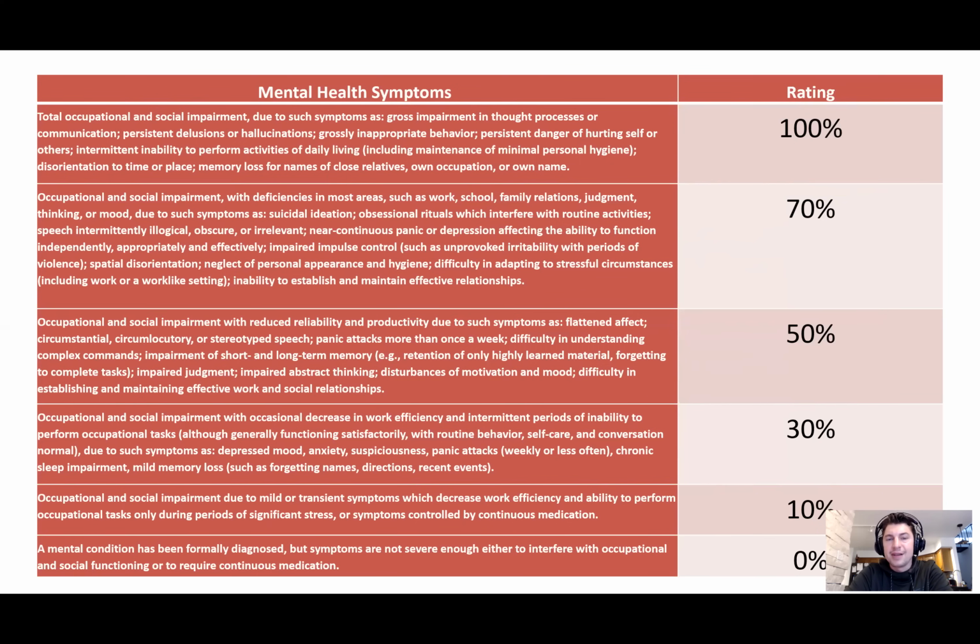Now take a look at the 70% level. Occupational and social impairment with deficiencies in most areas, such as work, school, family relations, judgment, thinking, mood, suicidal ideation, obsessive rituals, continuous panic or depression. Basically, you've got some serious issues here at 70%. And even at 100%, you've got total occupational and social impairment. That's very, very significant and serious. We don't see a lot of veterans at the 100% level, but we do see a lot between 50 and 70.